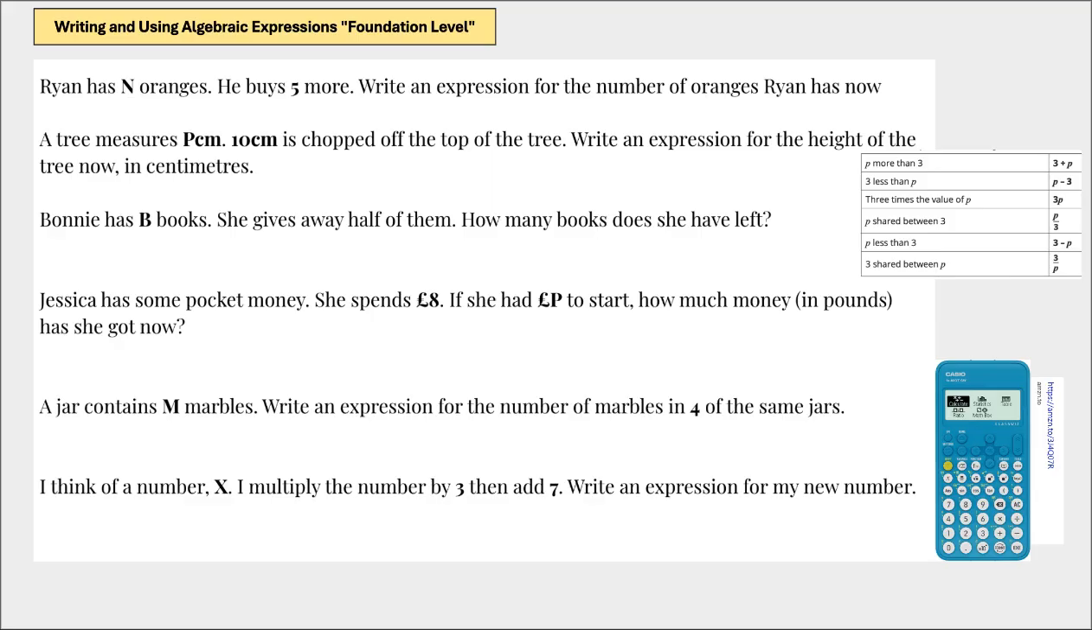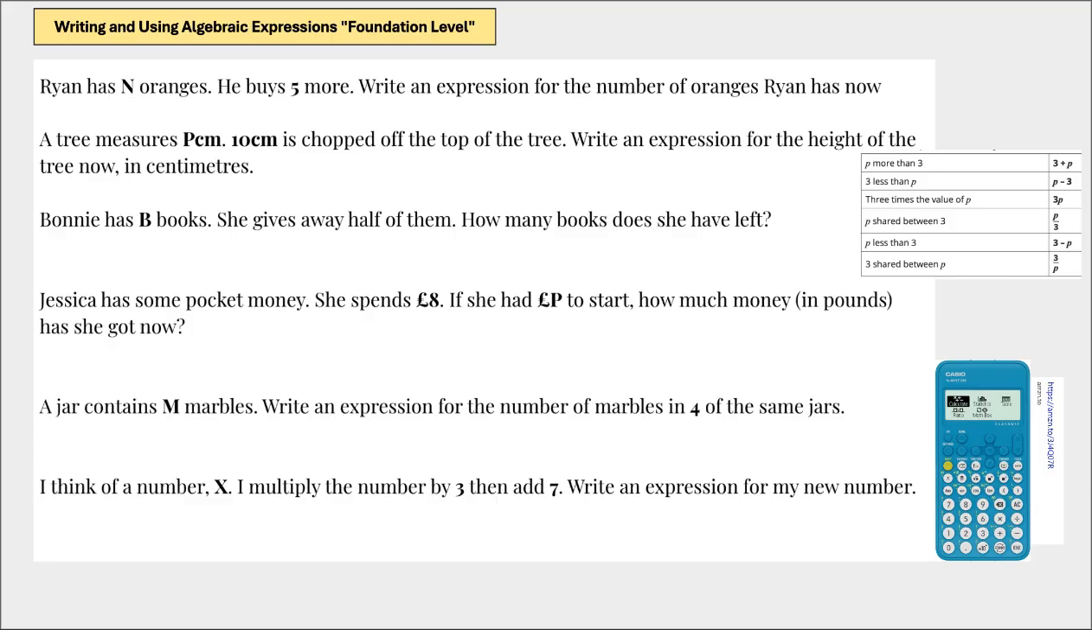Hi guys, this video is showing you how to write using algebraic expressions. Now this is foundation level, so if you're on a higher paper, this is going to be super easy for you, so just forget it and move on to some of my stuff that's a lot more challenging. So, foundation level, or parents that want to help their children deal with these kinds of questions, hopefully it is done as simply as I possibly can.